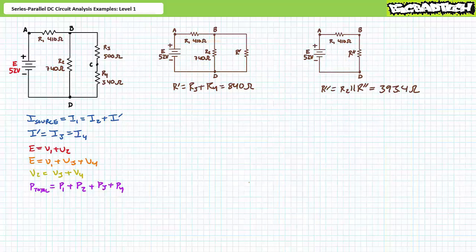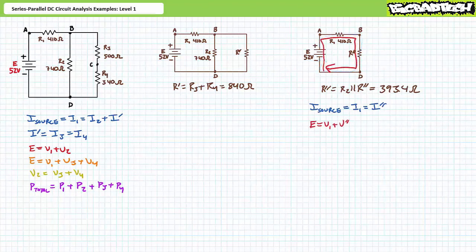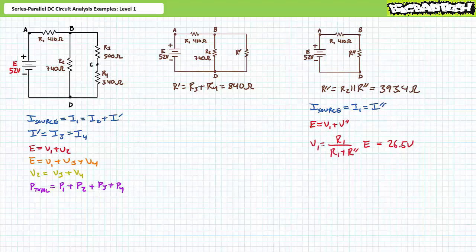This is a pure series circuit. A Kirchhoff's current law analysis of the pure series simplification demonstrates that source current equals I1, which equals I double prime. A Kirchhoff's voltage law analysis of the pure series simplification demonstrates that E equals V1 plus V double prime. An application of the voltage divider rule solving for V1 demonstrates that V1 is 26.5 volts. An algebraic rearrangement of the Kirchhoff's voltage law equation for the series circuit simplification demonstrates that V double prime is the remaining 25.5 volts. An application of Ohm's law demonstrates that I1 is 64.7 milliamperes.